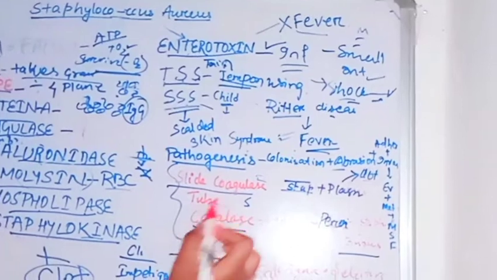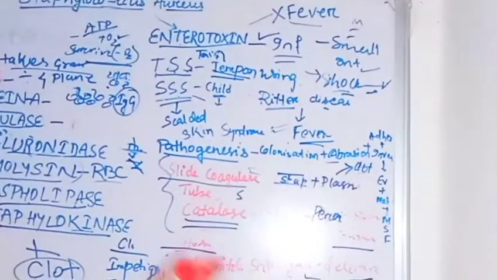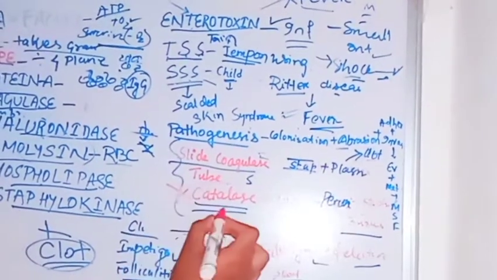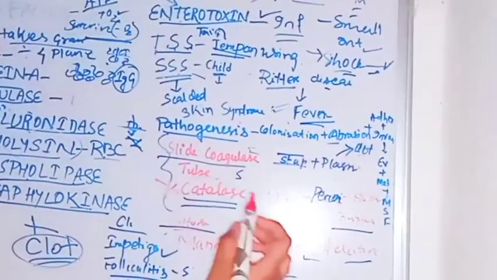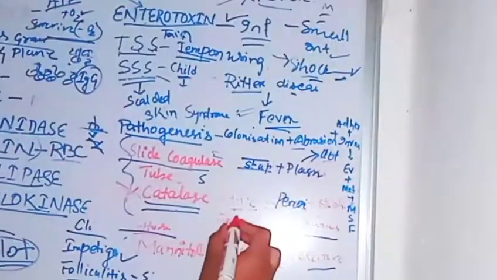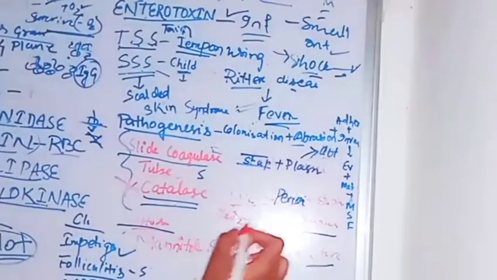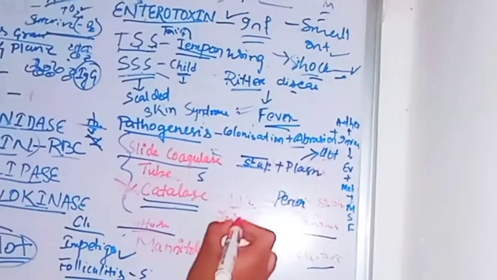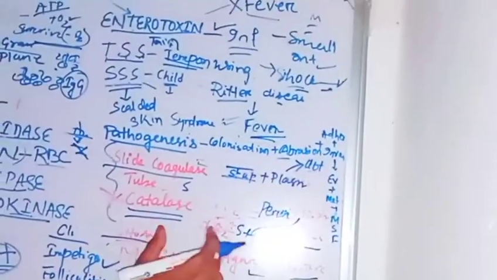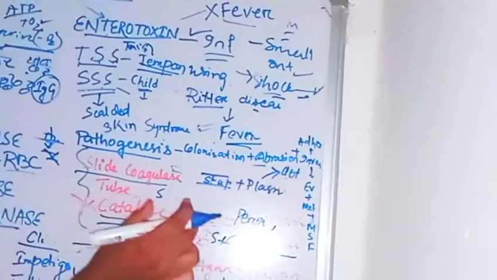Then the tube coagulase method is also used. And one important thing is that Staphylococcus aureus is catalase positive. What is that? If we take hydrogen peroxide, H2O2, and add Staphylococcus, then bubbles form. That shows the catalase positive reaction of Staphylococcus aureus.